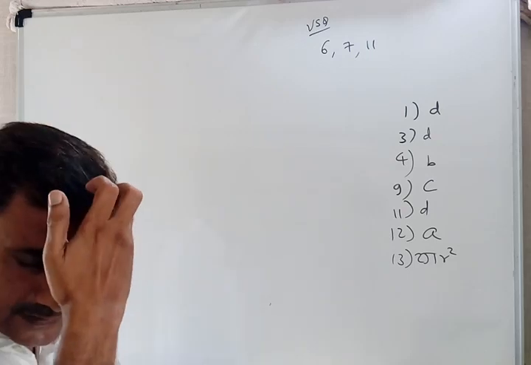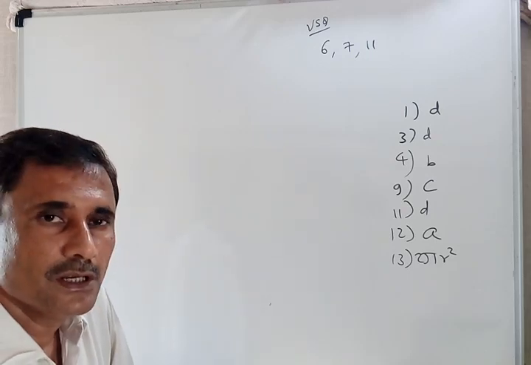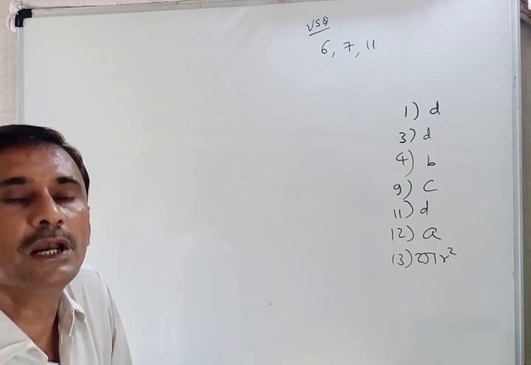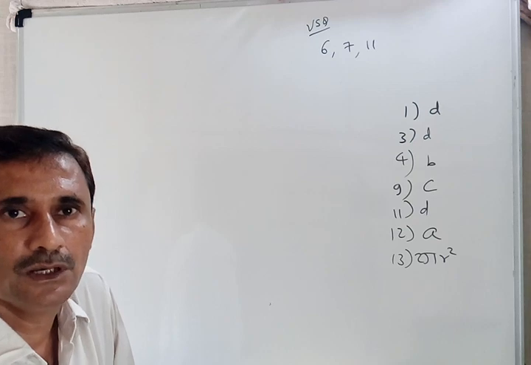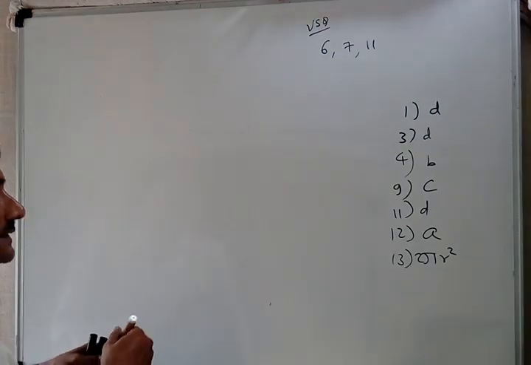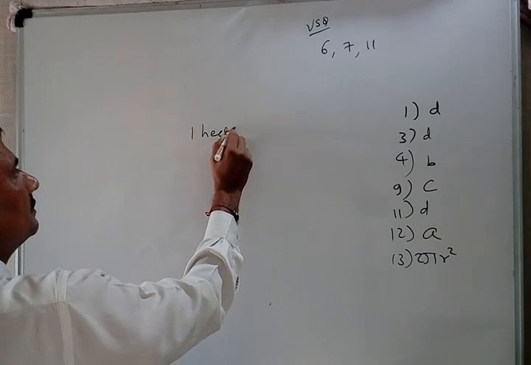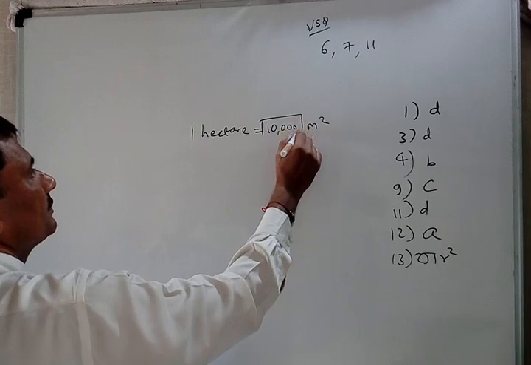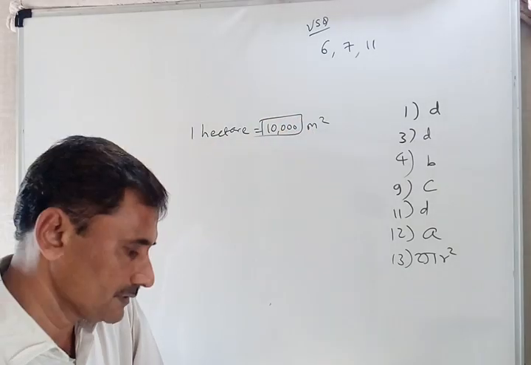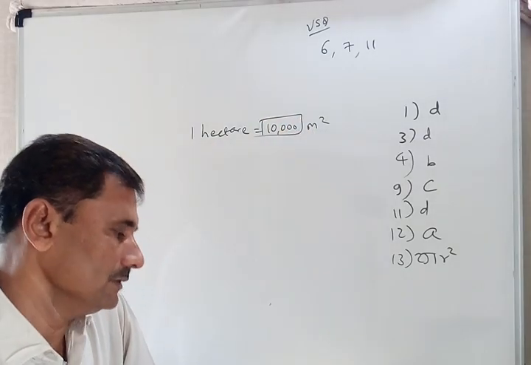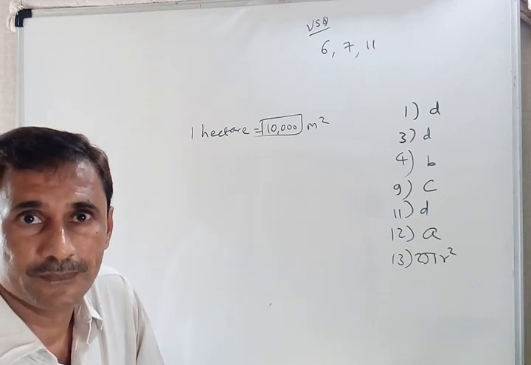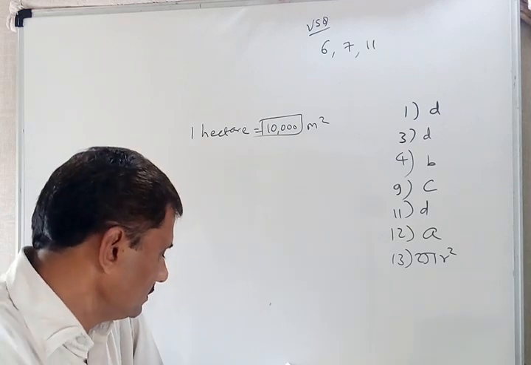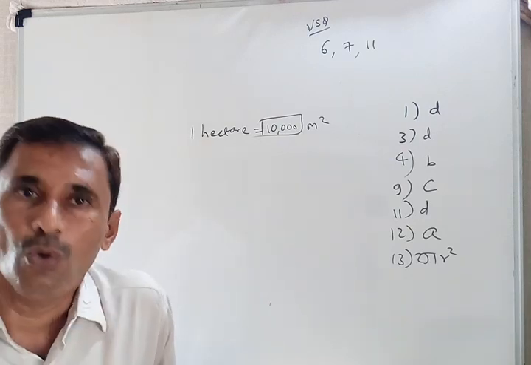Once in exercise 13.3, in the last or second last question, we used that relation. How much area of field can be irrigated? That was asked. So 1 hectare is equal to 10,000 meters square. This you have to remember. 10,000 meters square combined becomes 1 hectare. Now all objective questions are over.